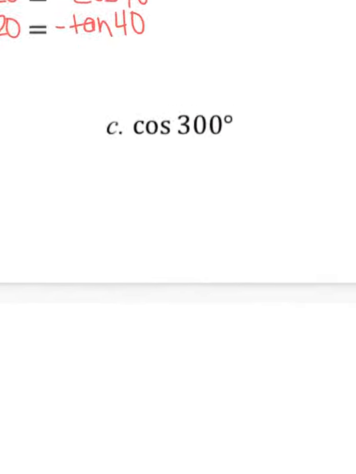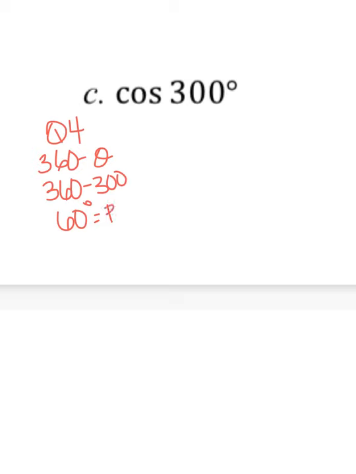And then the last one, cosine of 300 degrees. 300 degrees, that's in quadrant 4. In quadrant 4, the rule is that you would do 360 minus theta. In this case, theta is 300, so 360 minus 300 is 60 degrees for your reference angle. Again, if you can figure it out in your head, or if you want to draw a picture, then that's totally fine. So the cosine of 300 degrees is the same number as the cosine of 60 degrees.